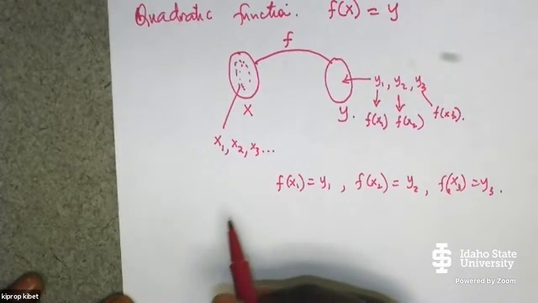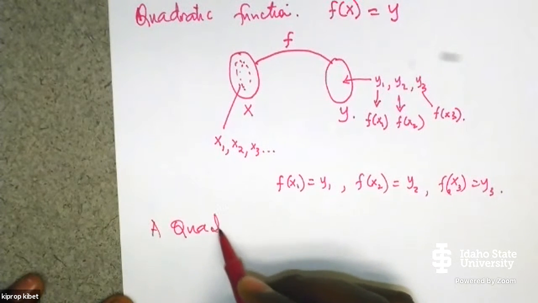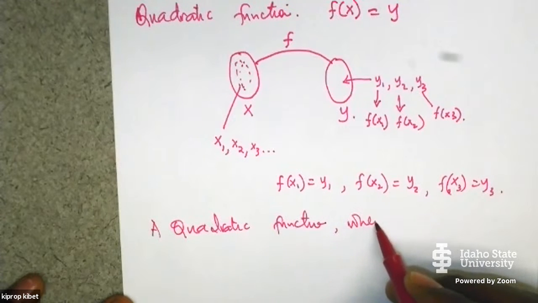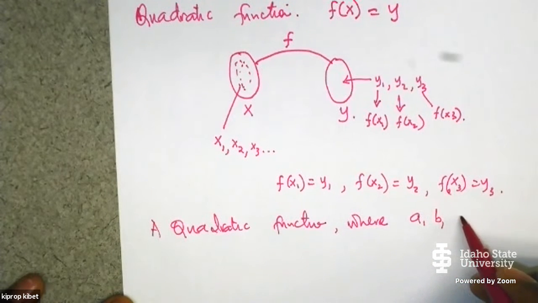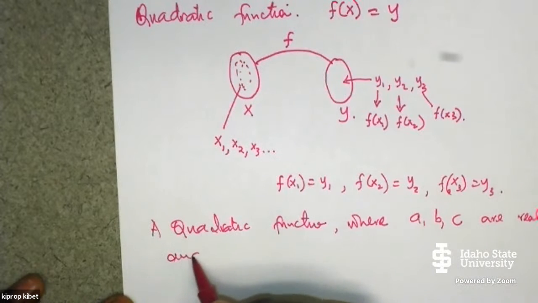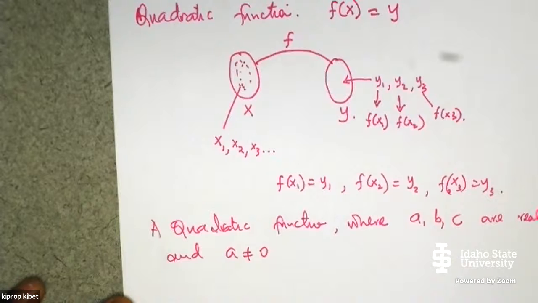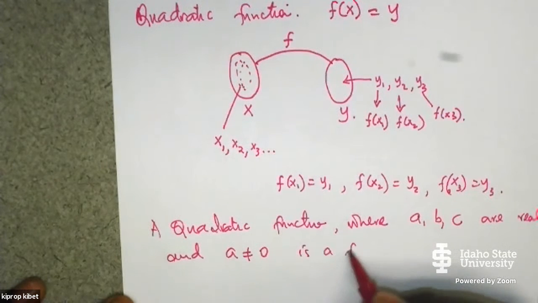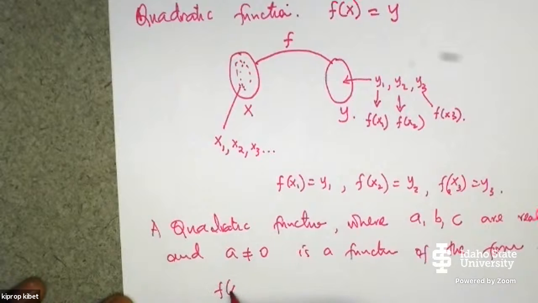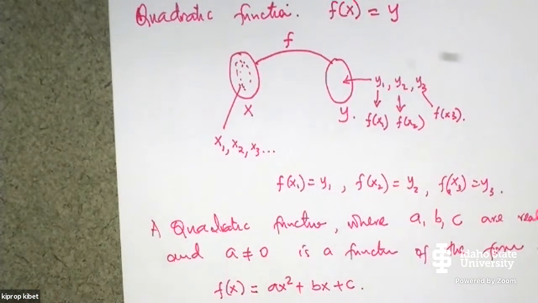Now, in this case, we can write a quadratic function where a, b, and c are real numbers, and a is not equal to 0, is a function of the form f of x equals ax squared plus bx plus c. So this is a quadratic function.